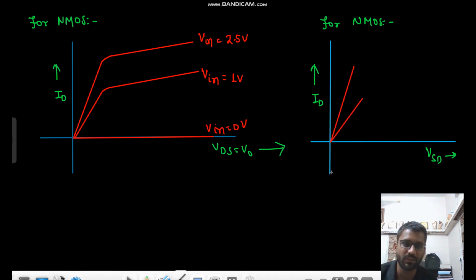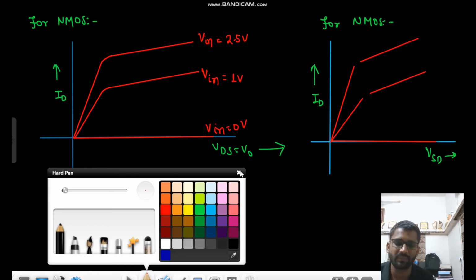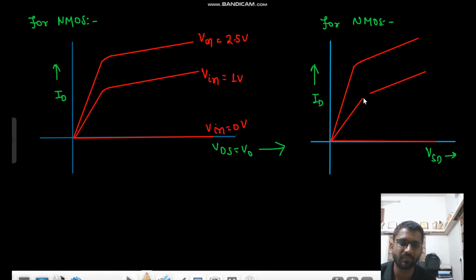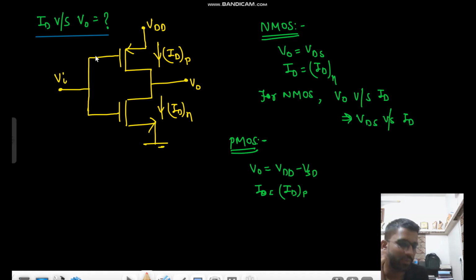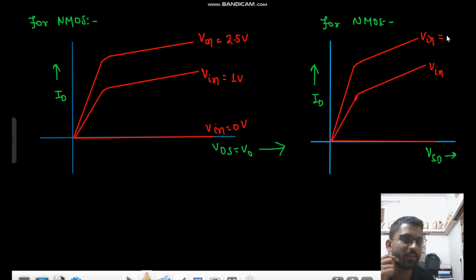Okay, so if this is the case here, this will be Vin. Now tell me, is the upper one larger or lower? See this, if Vin is large, your VSG is low. That means your current is low. So the upper one is the lower curve now.